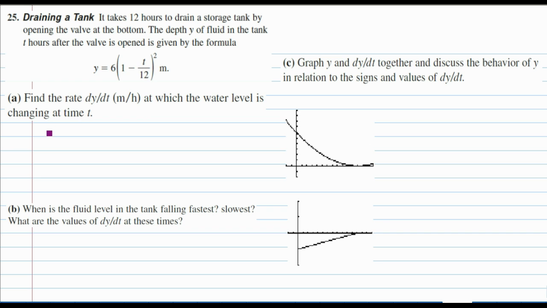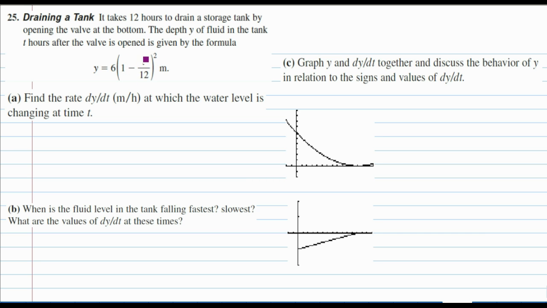So let's find dy/dt. Well, to take the derivative of this function, I kind of have a composition function here. I've got a function in parentheses inside of a square. So I can't really use the power rule, because if I just take the 2 and make it a coefficient, I'm changing the essence of the inside of this problem.